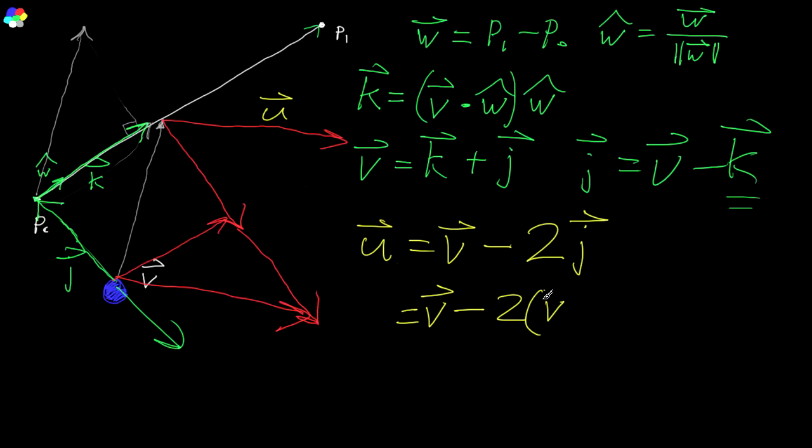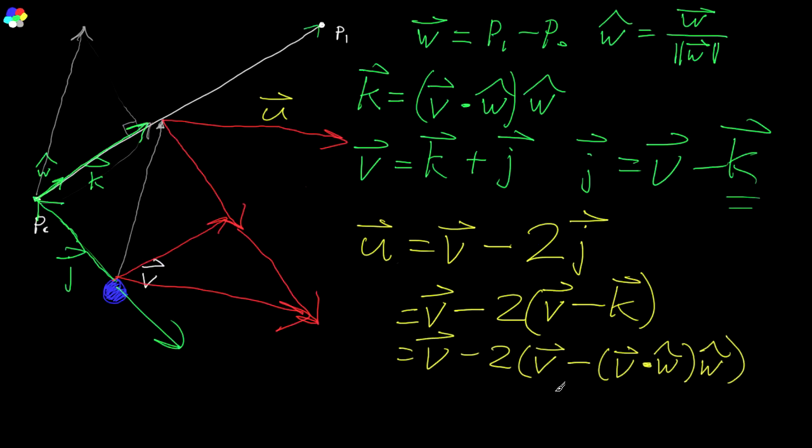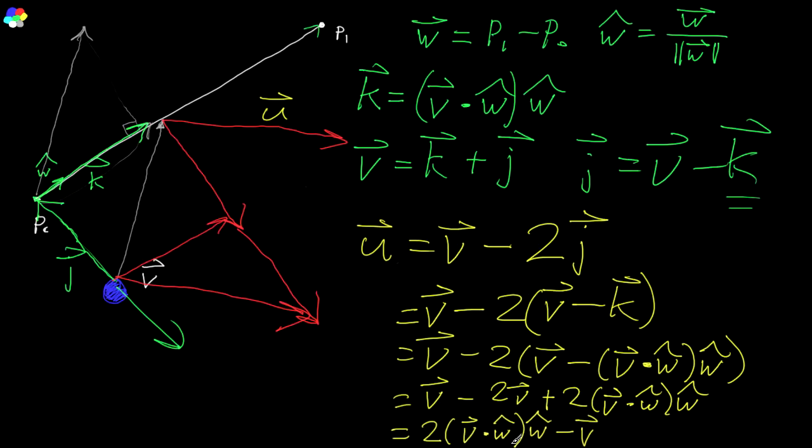What is J? Well, J is V minus K. And that is V minus 2 times V minus V dot W hat times W hat. And we can simplify this a little bit. If we distribute this 2 here, we get V minus 2V plus 2 times V dot W hat times W hat. And so you can just collect these together and you get U is equal to 2 times V dot W hat times W hat minus V.